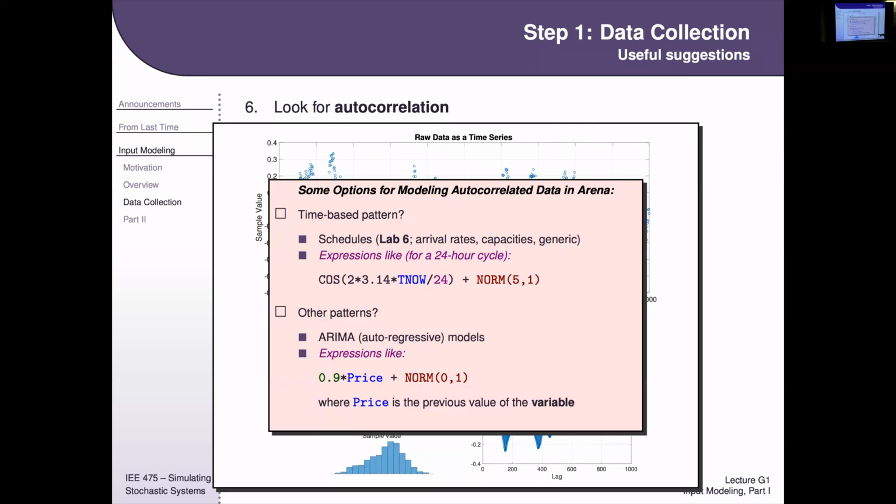And so there are ways we can implement autocorrelation. This is getting a little more advanced. If you need to implement something with autocorrelation, you can talk to me about that in your project. But in lab 6, we do talk about schedules, and that's kind of the simplest version of that, where you can say at different times, you get different arrival rates, and you can just schedule that. So at 9 a.m., you get one arrival rate, 10 a.m., get another arrival rate, and so on.